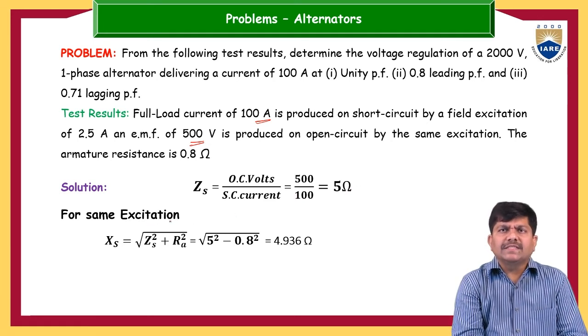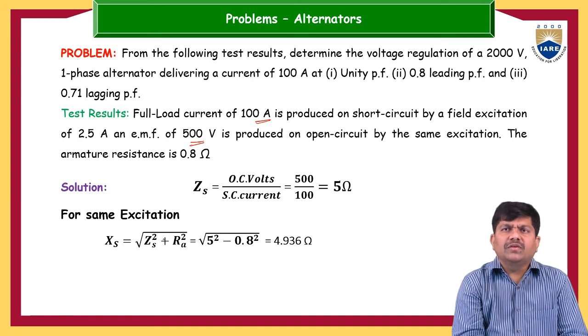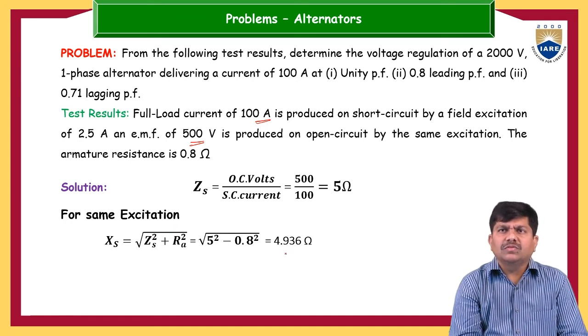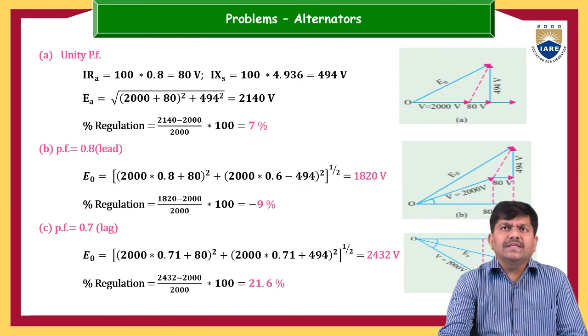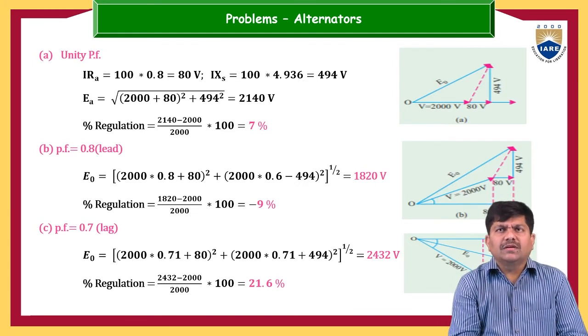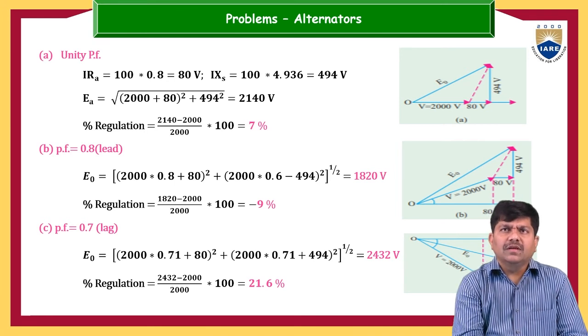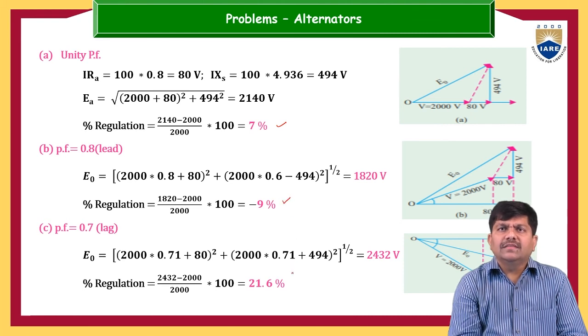For the same excitation, X_s is square root of Z_s square minus R_a square. This is the synchronous reactance, 4.936 ohm. So we have the synchronous impedance and synchronous reactance. Next, we already know the formulas to calculate the no load induced EMF per phase. Let us make use of those formulas. Then percentage regulation is (2140 minus 2000) divided by 2000 into 100. This is 7%, and this one is minus 9.